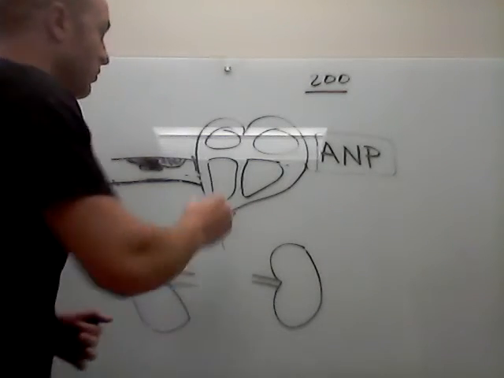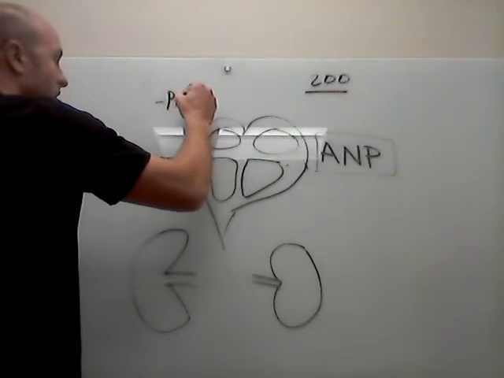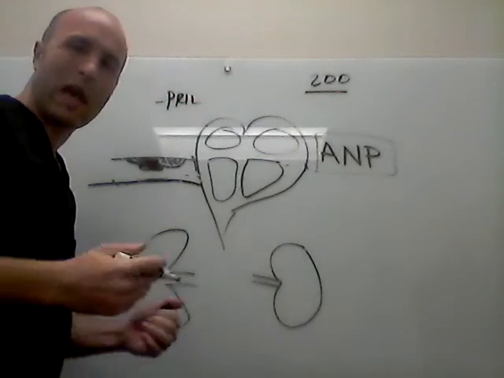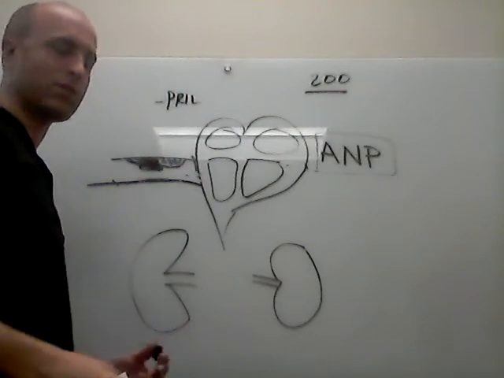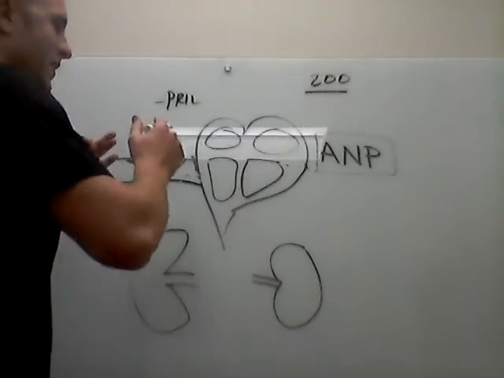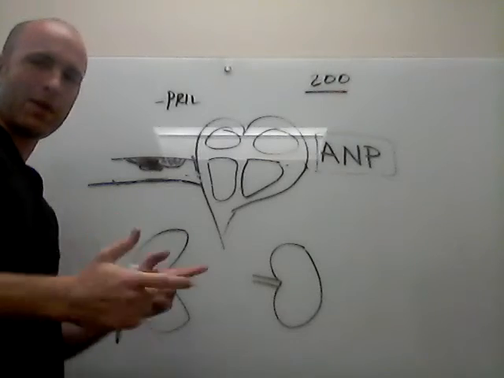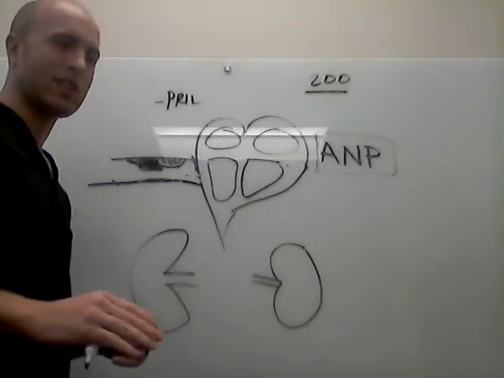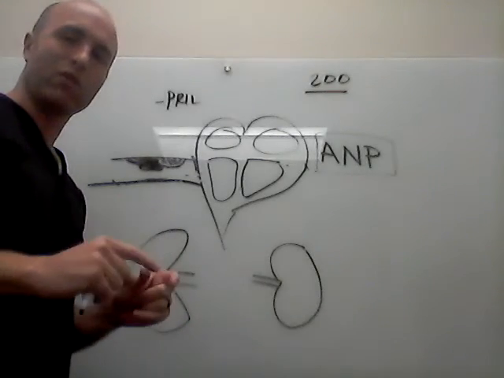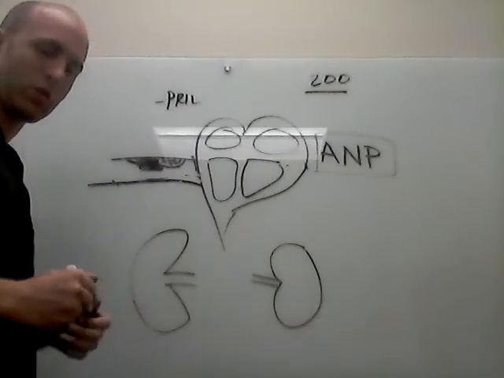Usually they end with pril. A pril suffix, so Captopril, Enalapril, those kinds of drugs. They could have taken an ACE inhibitor. Now let me explain what ACE inhibitor is. ACE isn't like, yeah, I'm an ACE, no, it's not like that. It stands for Angiotensin converting enzyme. Now, let me show you how this works.